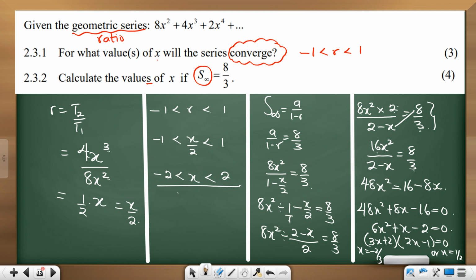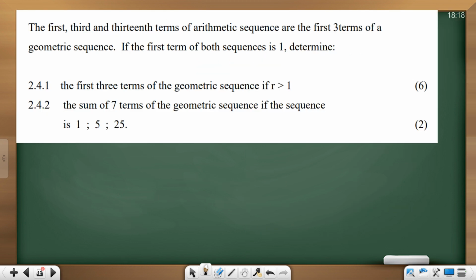So change S infinity to its original formula and then solve. Okay. Bibi, you were saying? All right, let's see. The first, third, and 13th term of, look, let me tell you something here. When you see these kind of questions, please change from English to maths. How? All right, lovely. The first, third, and 13th terms.